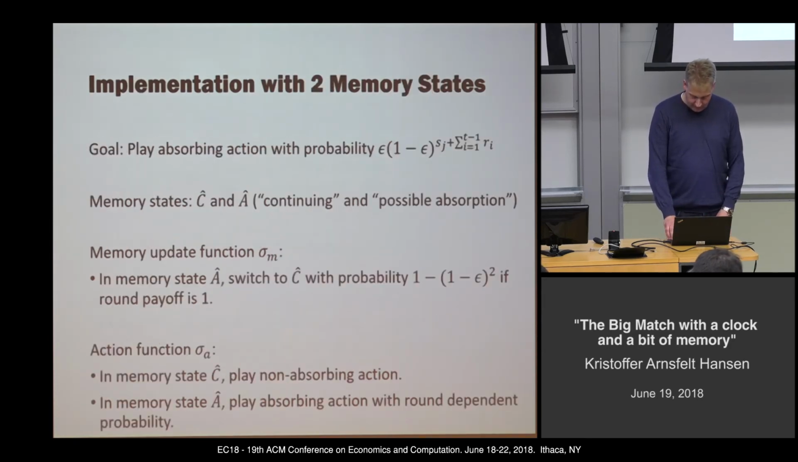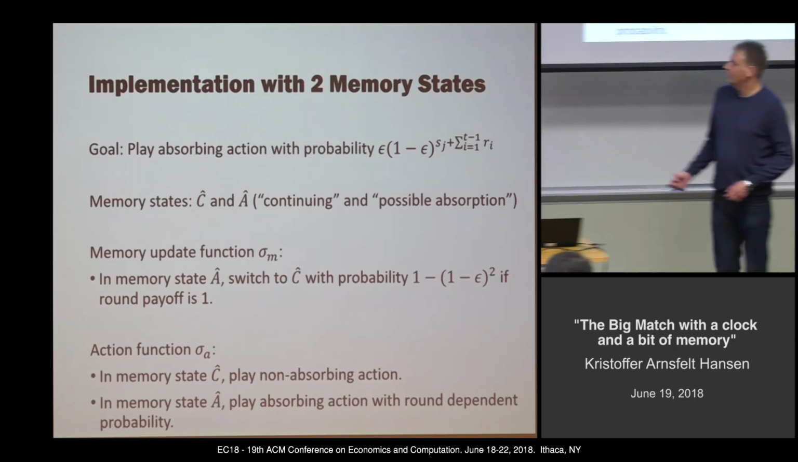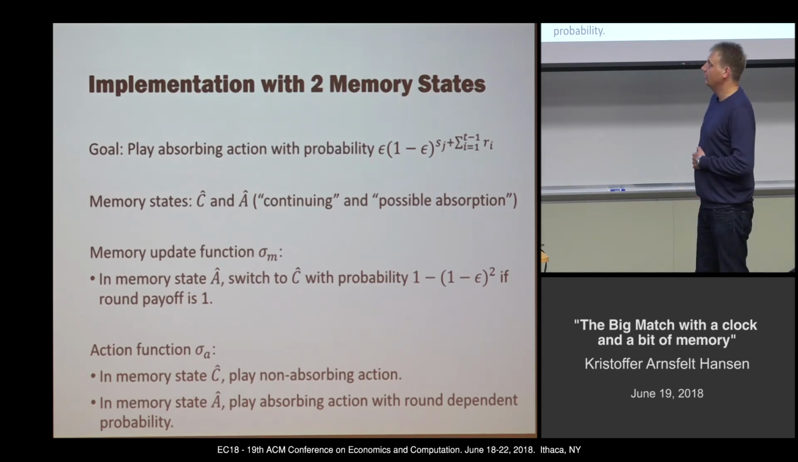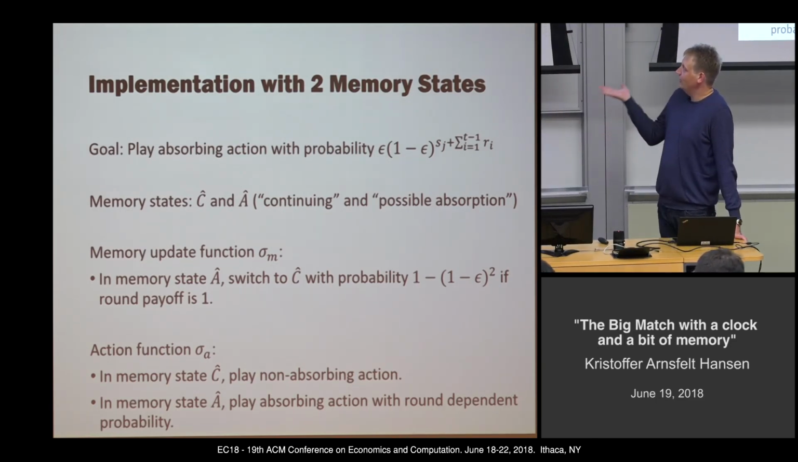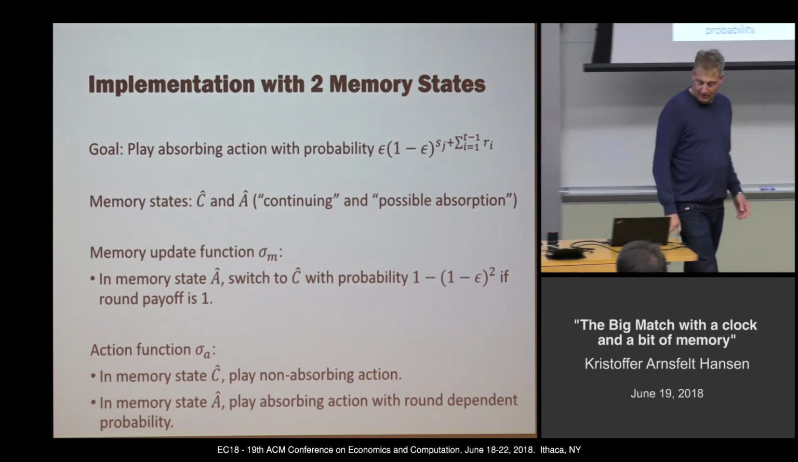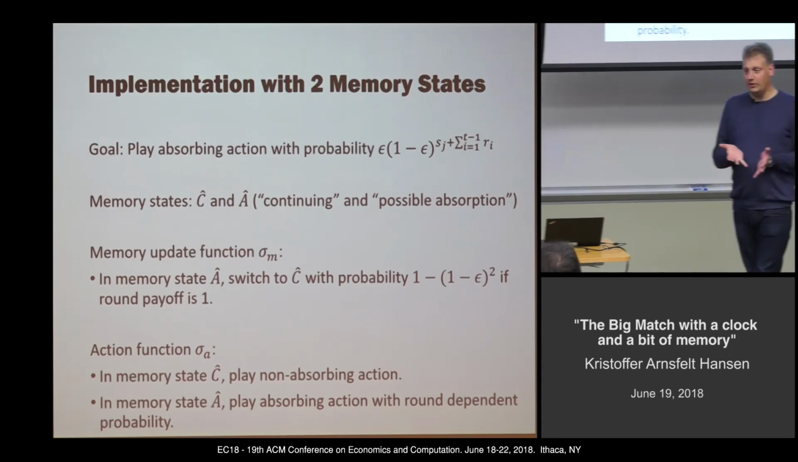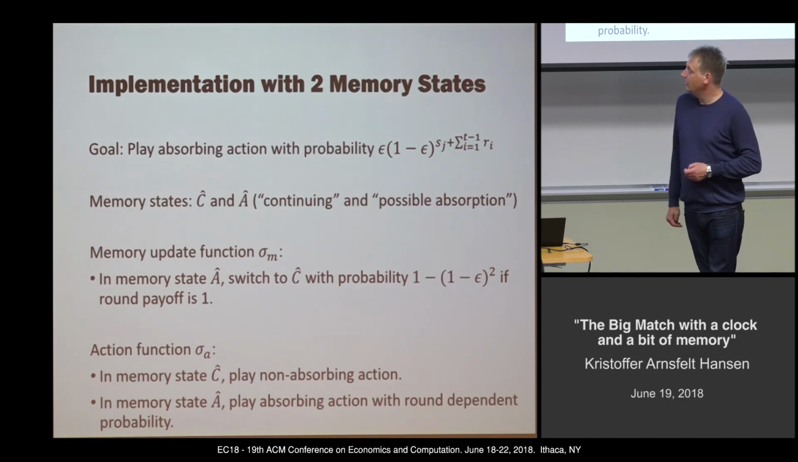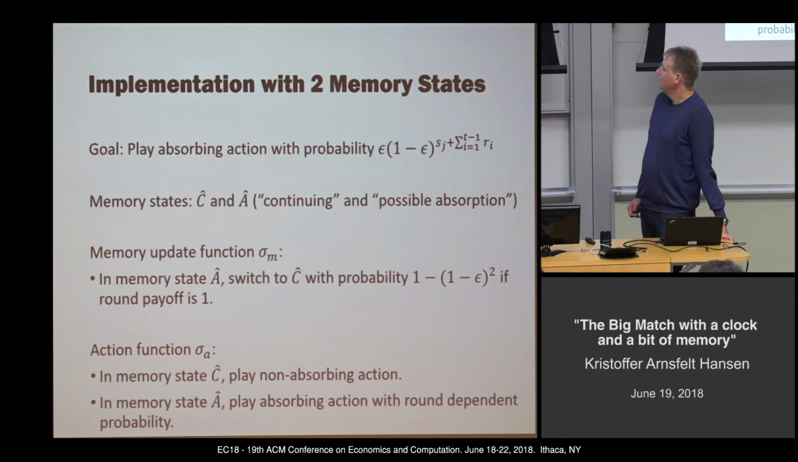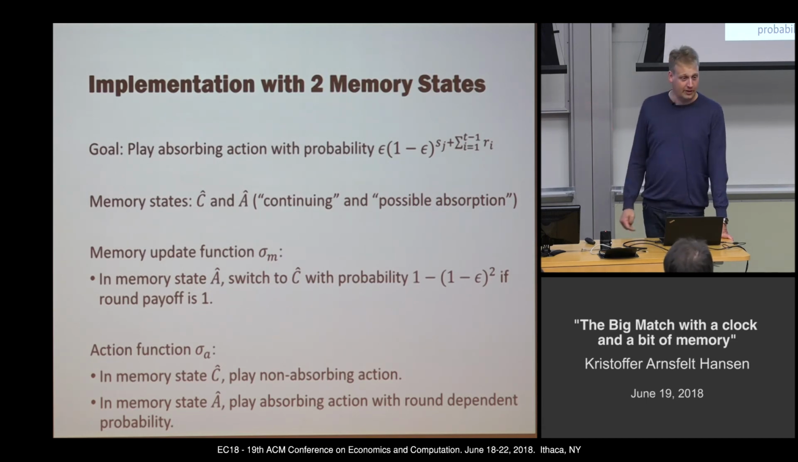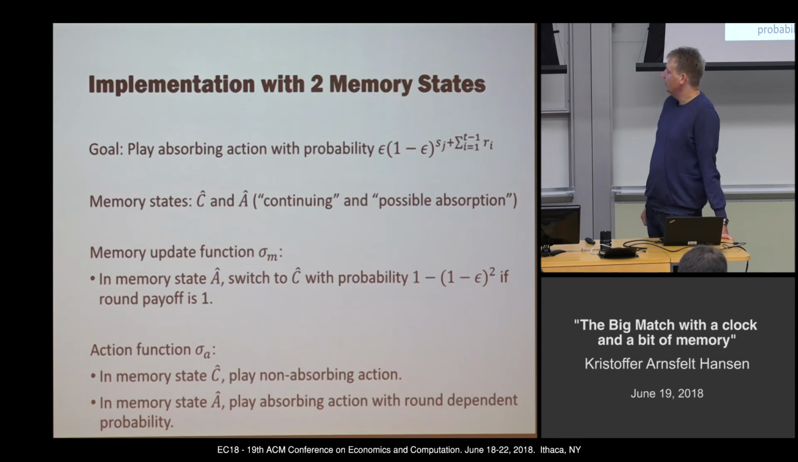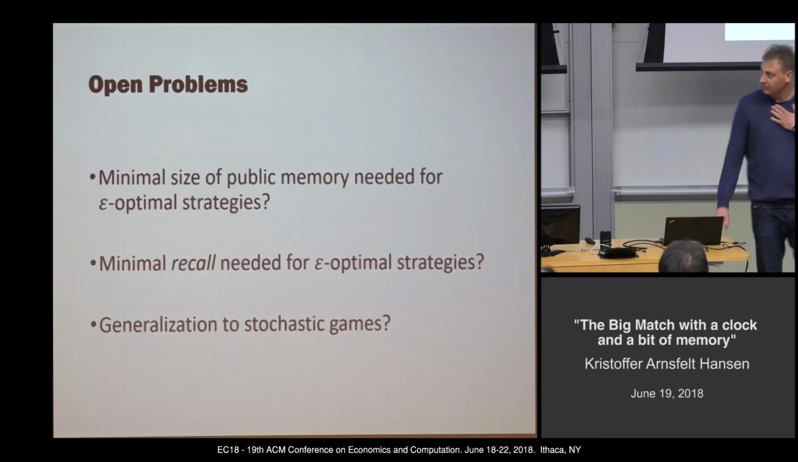I think maybe I'll not have time to describe how it works, but here's an equivalent way to state our strategy. That's a slide that shows that you can do it with just 2 memory states. You're going to have an update and an action function. One memory state is going to say that you're not going to play the absorbing action in the given epoch anymore. And you're going to switch to that with a certain probability in each round if the actual payoff received was 1. Otherwise, you're going to play the absorbing action with some probability. So that's depending on the actual clock and the memory state. And that's it. Let me round off with a few open problems you could consider.